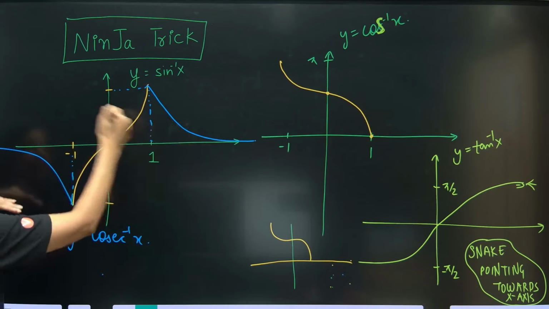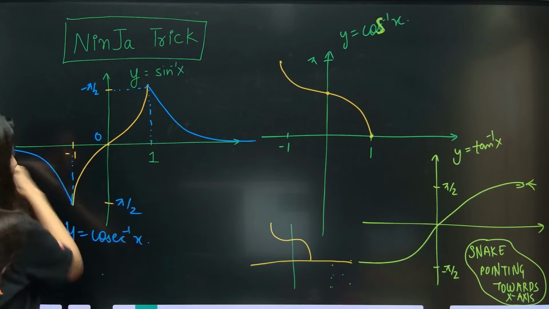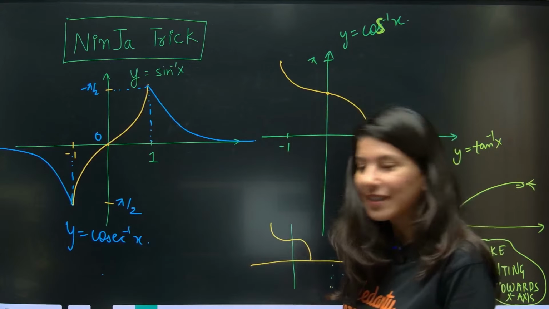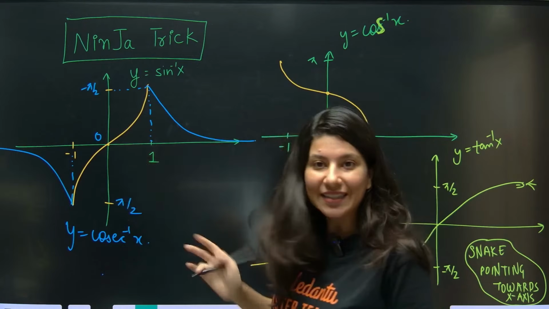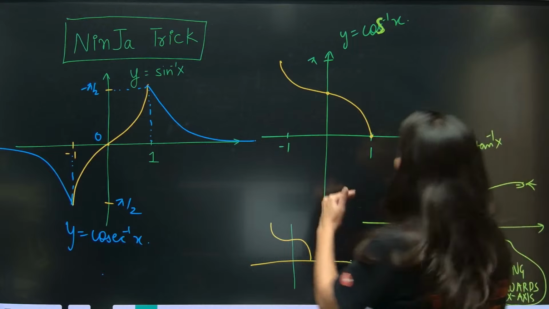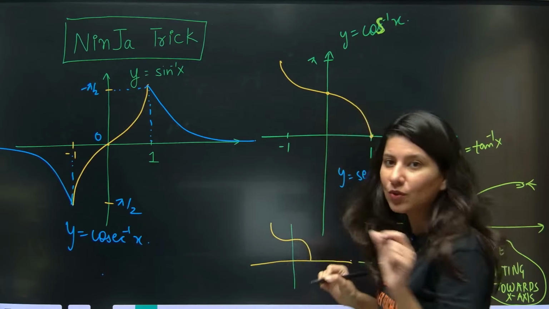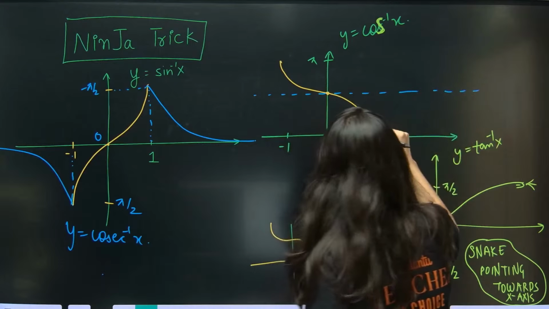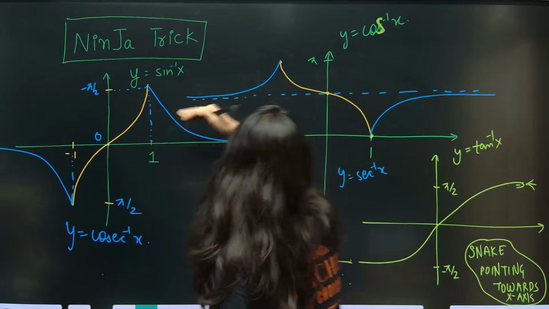I told you 0 is the asymptote. So this is minus pi by 2, this is 0, pi by 2. 0 is removed from the range. Remember, the range of cosec inverse is minus pi by 2 to pi by 2 except 0. So this is also done. Same with cos inverse for y is equal to sec inverse. What will you remove? Pi by 2 will get removed, so pi by 2 will be the asymptote. So clearly it will be this and this.